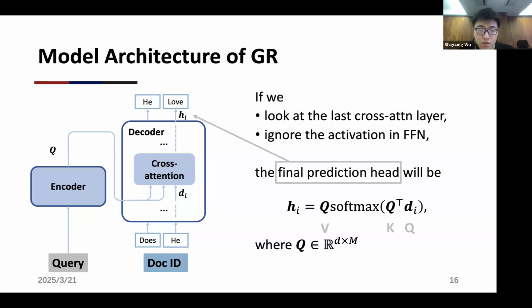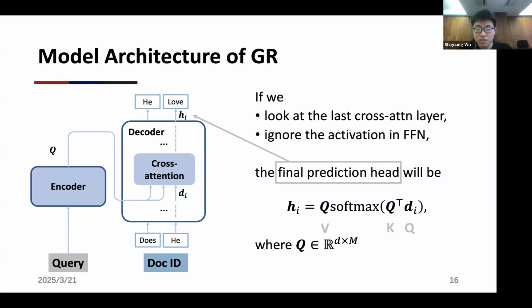And so we do some simplification. We just look at the last cross attention layer, since that directly gives you the relevance score as it is the last layer. And we ignore the nonlinear activations in the feedforward network. All these parts are linear, so we can directly use the output of the cross attention and just ignore the FFN layer. So the final prediction head for the whole model is the output of the cross attention.